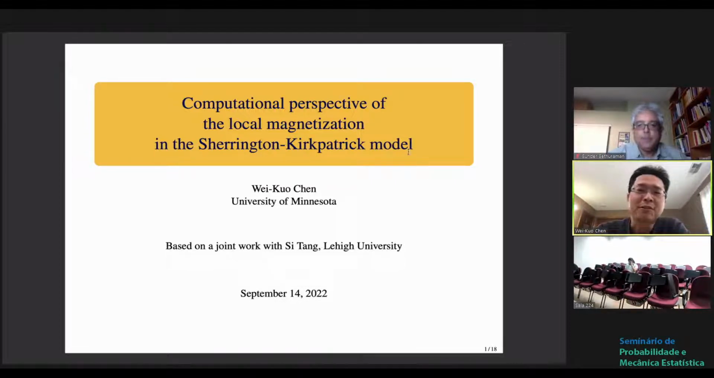All right, so the title is already clear that I'm going to study, I did not say here, but the Sherrington-Kirkpatrick model, a spin glass model. I'm going to look at a particular quantity, the so-called local magnetization, and try to understand this object from an algorithmic or more numerical perspective, how to simulate some quantities like that in this kind of model. The whole talk is based on joint work with Si Tang at Lehigh University.